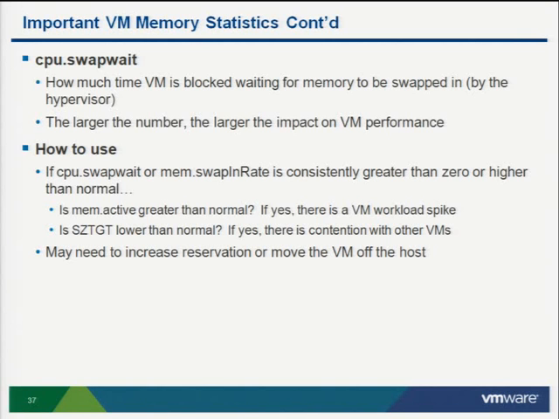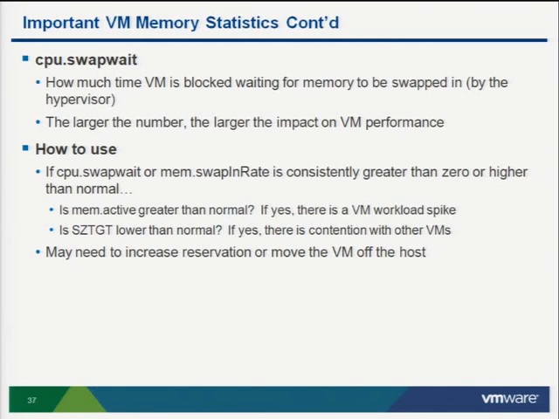Now, if they're consistently greater than 0, or if you have trending software and they're higher than they normally are, and ideally they should be at 0 most of the time, then that means there's a potential problem with that VM. It could be suffering. Now, you want to find out why. Well, mem.active is a useful one. That'll tell you what the VM's workload is. If it's higher than normal, then more than likely there's some sort of workload spike happening.